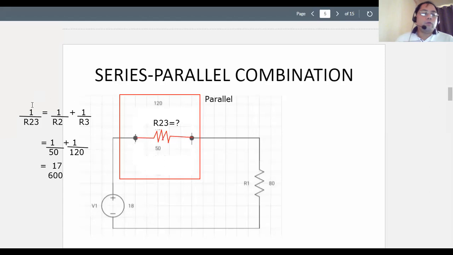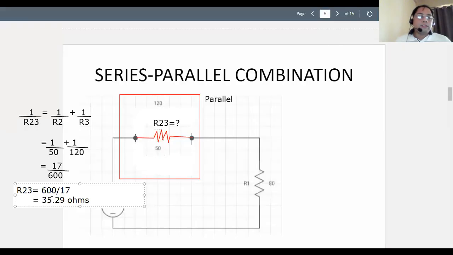So the value for 1/R23 is equal to 17/600. This is the sum of the two resistances of 50 and 120 in parallel. And then we are ready to find the value of R23, which will be 600 divided by 17. So how much is that value? Calculating 600/17, which is the reciprocal of the value above, gives us 35.29 ohms.